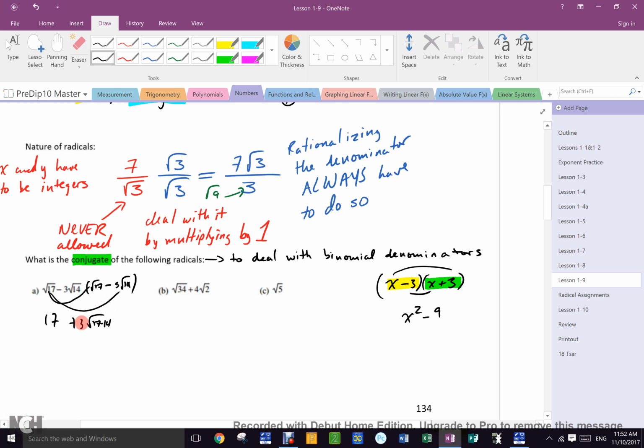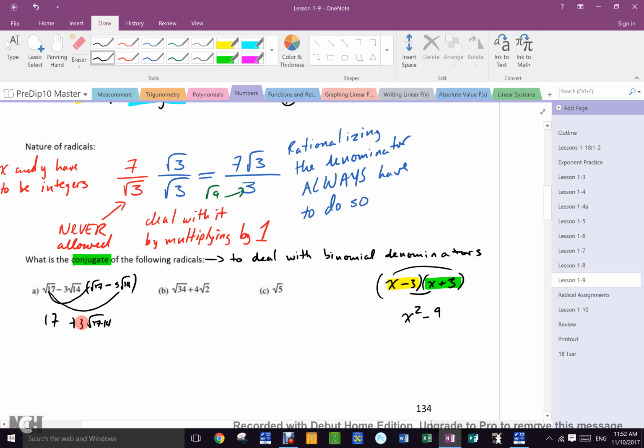Did it get rid of the root if I squared it? I can't make that middle term drop out, can I? But if I square it with the conjugate, what will happen? I'll have root 17 plus 3 root 14. What is root 17 times root 17? It's 17, right? That's the trick, okay? Plus 3, 17, 14, minus 3, 17, 14. They disappear, don't they?